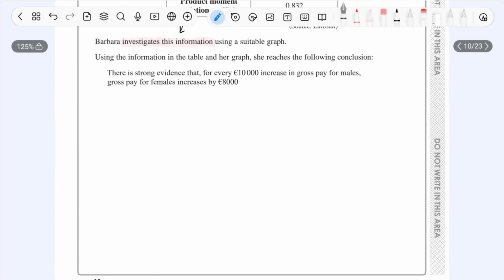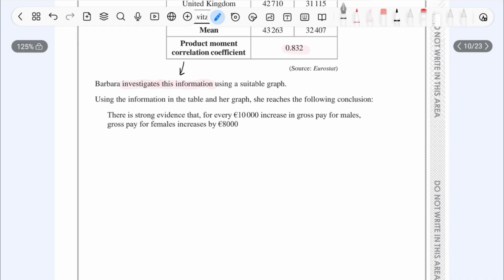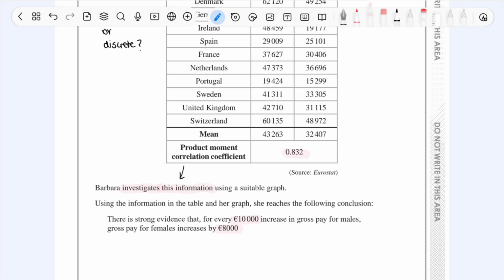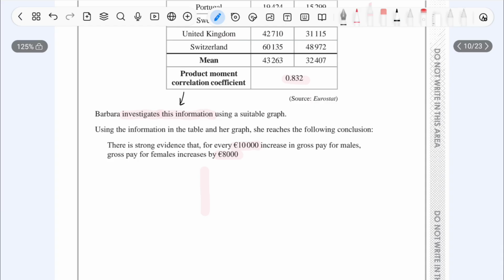So what's the gradient here? You need to be careful not to mix it up with this product moment correlation coefficient. Although it might seem similar, it's actually going to be that for every 10,000 increase in male pay, there is an 8,000 increase in female pay. Now, before we move on to the gradient, we're going to have to identify which axis is for the males and which axis is for the females.